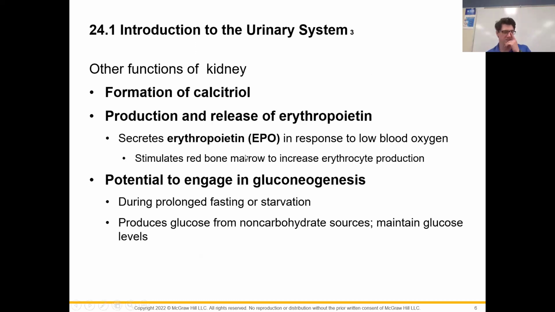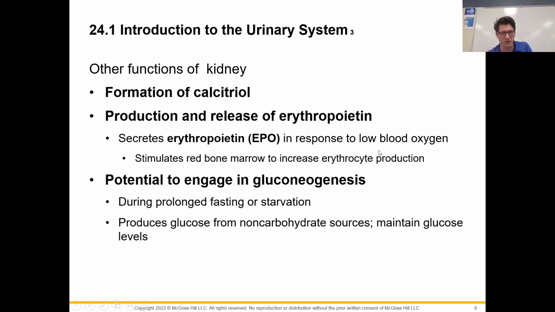Now, in addition to those, we also have some other functions. We're going to form calcitriol, which is going to be important later on. And the same thing goes for we can produce and release erythropoietin. This is another way of regulating blood pressure, but it's also going to help us deal with oxygen levels, primarily because erythropoietin, remember, is the hormone that's responsible for telling us to produce more red blood cells. If you increase erythropoietin, you're going to increase blood cells.